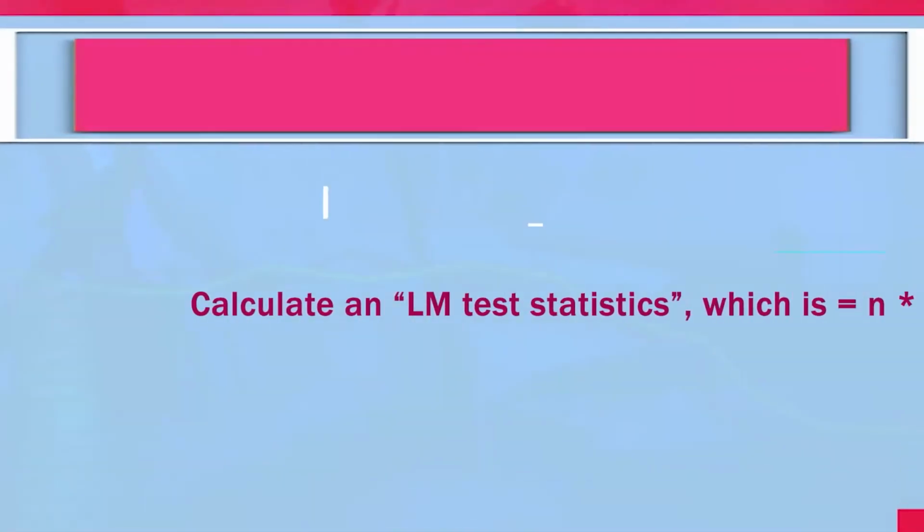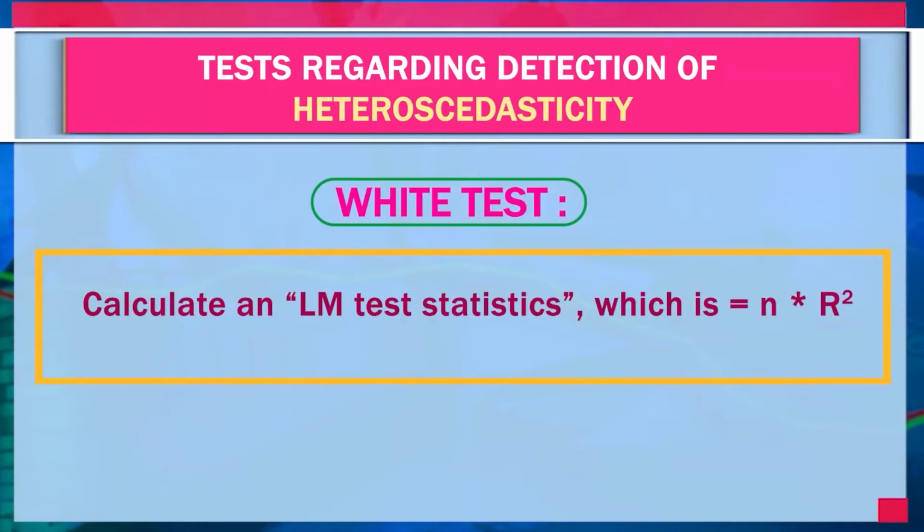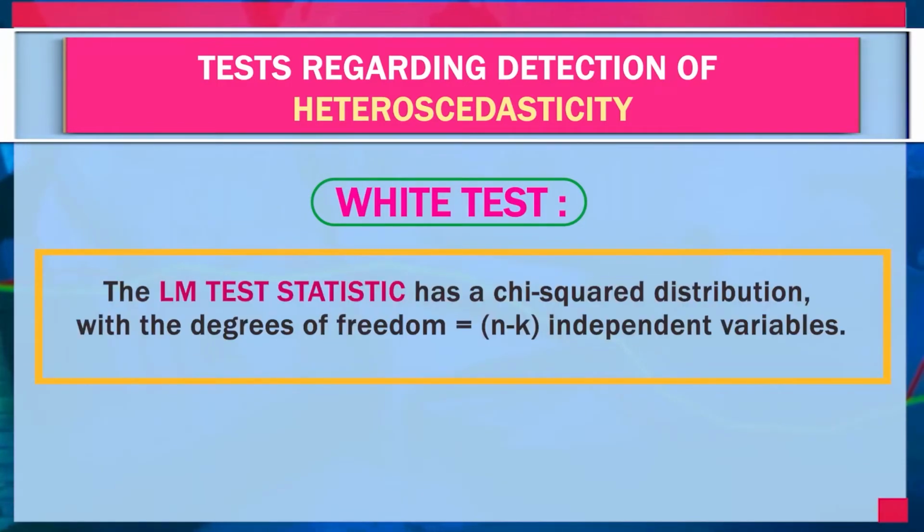So on the basis of this, we go for a Lagrangian multiplier test, which we call the LM test. The LM test statistic is n times r square, a simple expression. N is the number of observations, the star stands for multiplication, and r square is the goodness of fit. Now this LM test statistic follows a chi-square distribution because it has a non-linearity in its equation. So depending on that, the LM test statistic comes in.